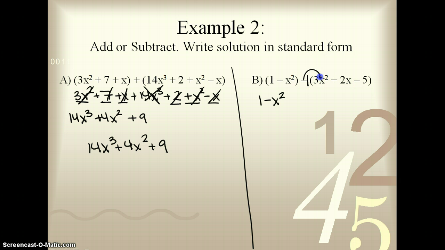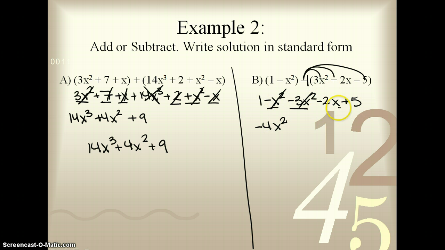Therefore, you have negative 1 times 3x squared, which is negative 3x squared, and then negative 1 times 2x, so negative 2x, and then negative 1 times negative 5, which would be a positive 5. From here, again, you need to start by combining like terms. I'm going to make sure that I put it in standard form, just to make my life a little bit easier. So we have a negative x squared and then minus an additional 3x squared. That would give us a negative 4x squared.